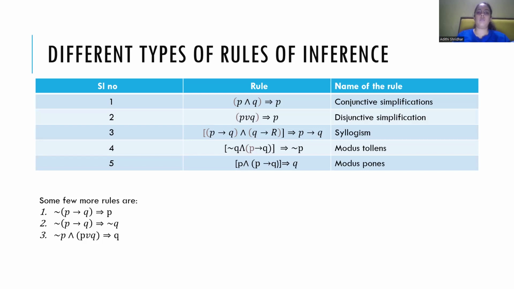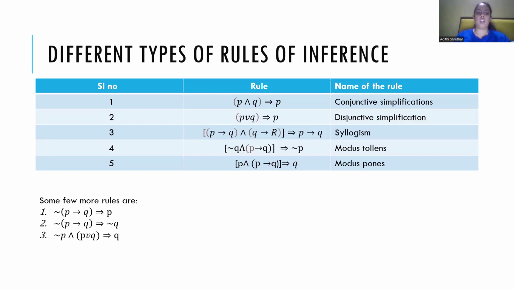The third rule is P then Q and Q then R, which implies P then R. The rule name is syllogism. The fourth rule is not Q and P then Q, which implies negation of P. The rule name is modus tollens. The fifth rule is P and P then Q, which implies Q. The rule name is modus ponens.